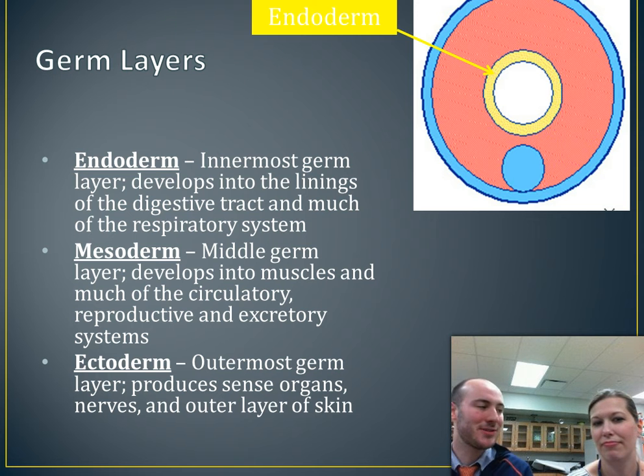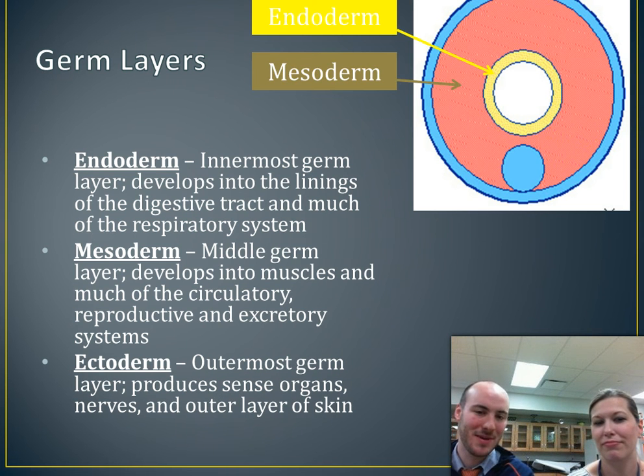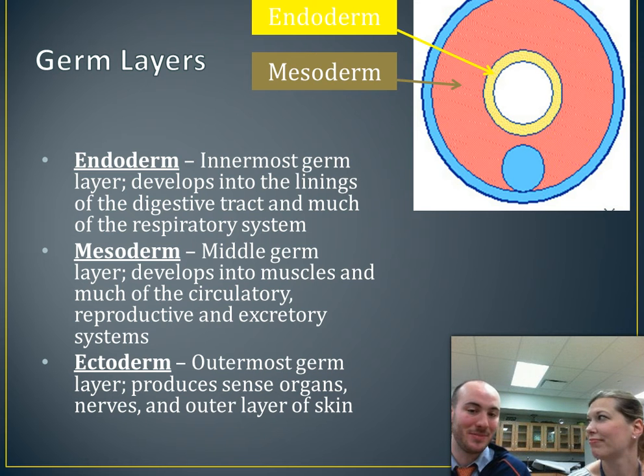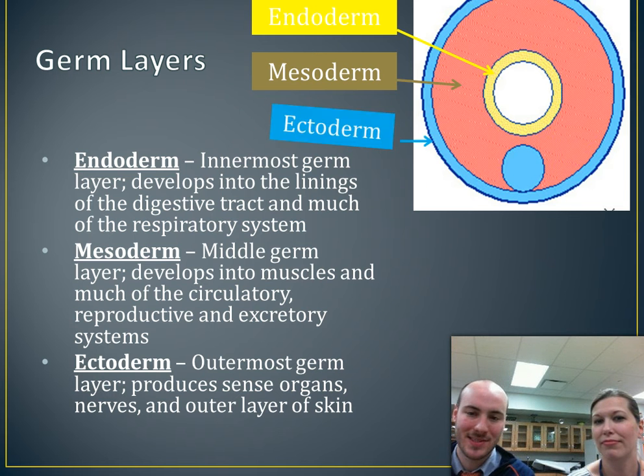Mesoderm is, what does meso mean? Middle. Middle, yep. So all that pink is the mesoderm. That's all the stuff in the middle. That's going to make up your muscles, your circulatory system, not the inner lining of it, but your blood vessels, things like that. And then your ectoderm is what is on the outside. That's the outermost germ layer.